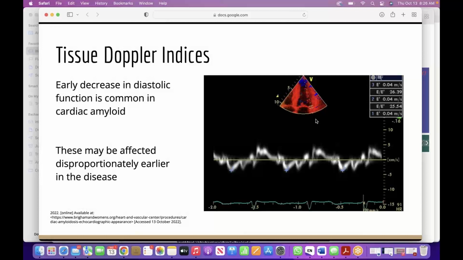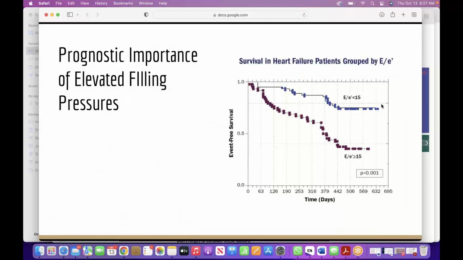An early decrease in diastolic function is fairly common in amyloid and might be a clue if the diastolic dysfunction is out of keeping with the degree of wall thickening that's observed. It's also of prognostic importance. This is taken from the American College of Cardiology, and patients who have an E prime velocity of greater than 15 have much lower survival, drastically lower survival actually, than patients who have preserved filling pressures. So it's important, I think, to point out and comment on that when we can.